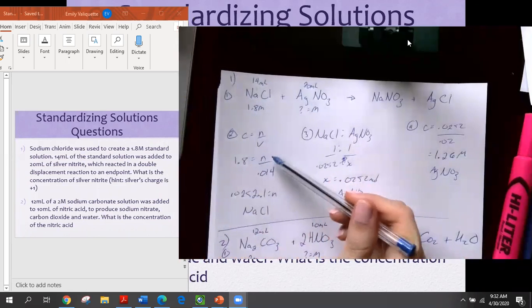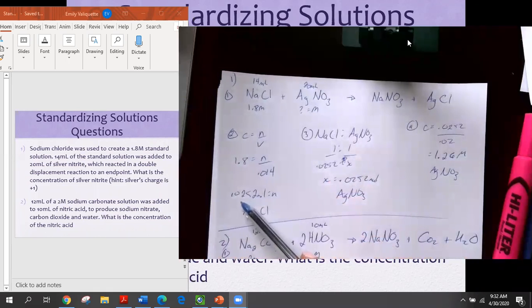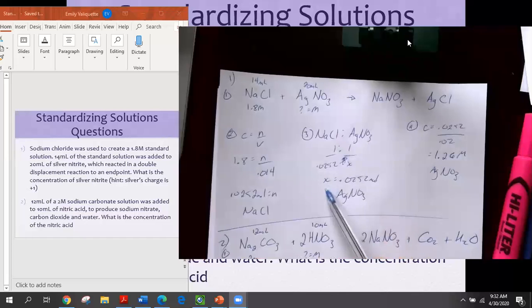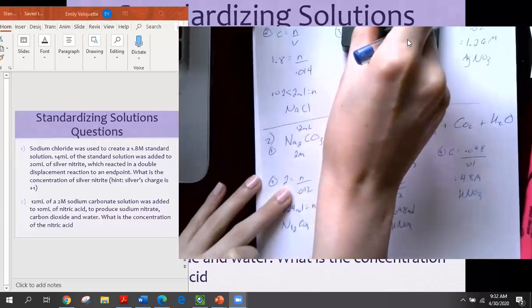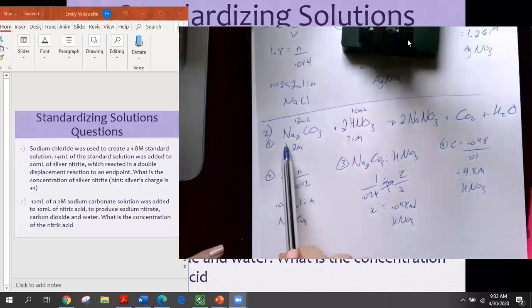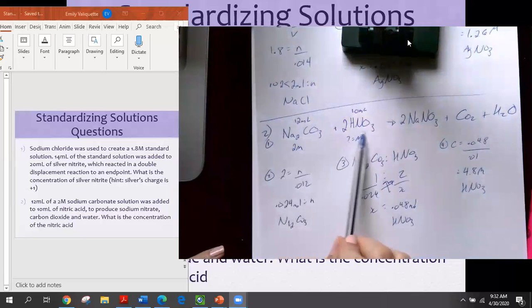So we do C equals N over V to get 0.0252 moles of the sodium chloride, mole ratio to get 0.0252 moles of the silver nitrate, and then back to C equals N over V to get 1.26 moles of the silver nitrate. For the second question, we have our sodium carbonate reacting with nitric acid.